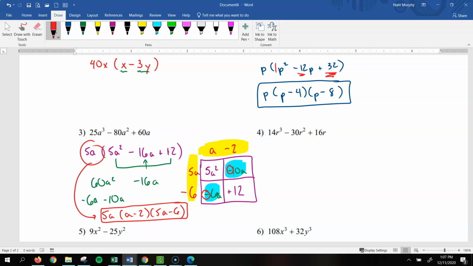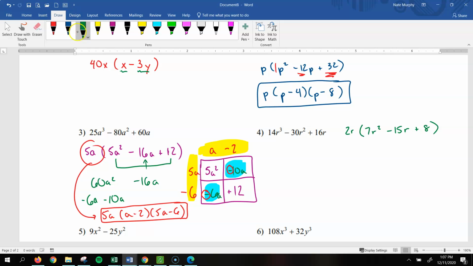All right, let's see how you did. So let's start by finding the greatest common factor. Here the greatest common factor you should have found is 2r. So we're going to have a 2r that we factor out. That would leave us with 7r squared minus 15r plus 8.